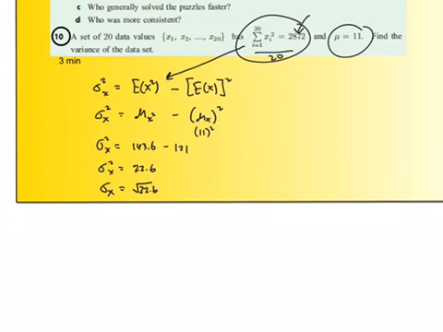So there you have it, you guys. That's variance, mean, some standard deviation, a little bit of cumulative frequency, and some centers of spread.